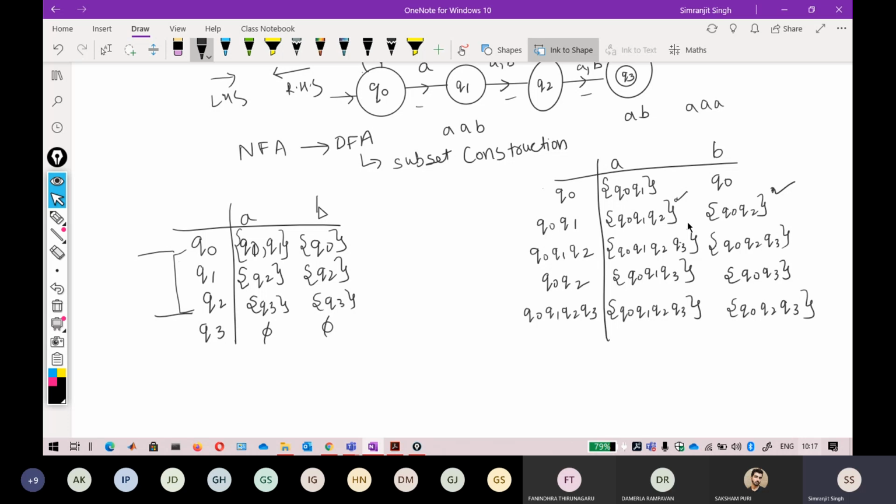Now go with this Q0, Q2 and Q3. If I go with this, it will be Q0, Q1, Q3. On B, if you take a look, Q0, Q2, Q3 gives Q0, Q3. So it will be Q0, Q3. I think right now most of the states are completed. Now I don't think that these are two new states.